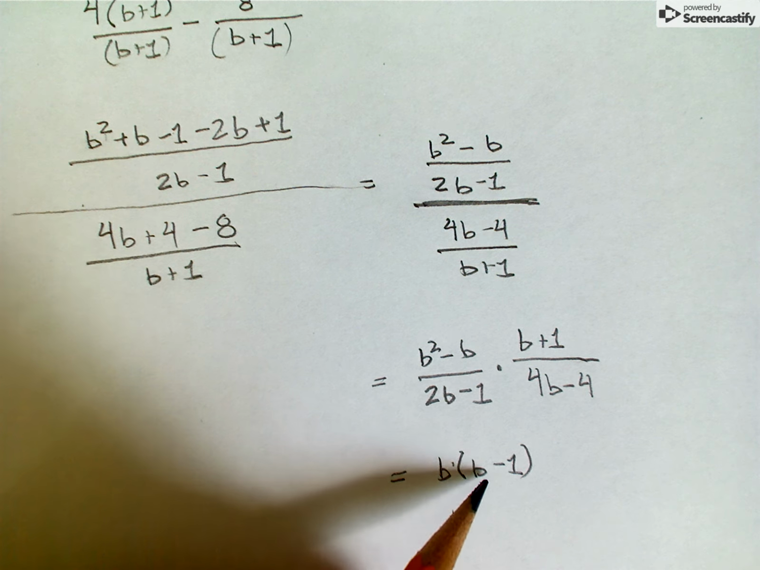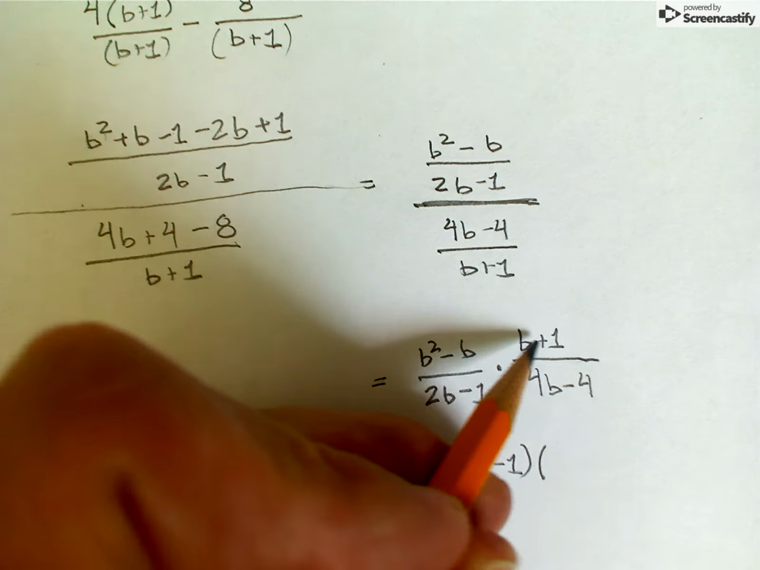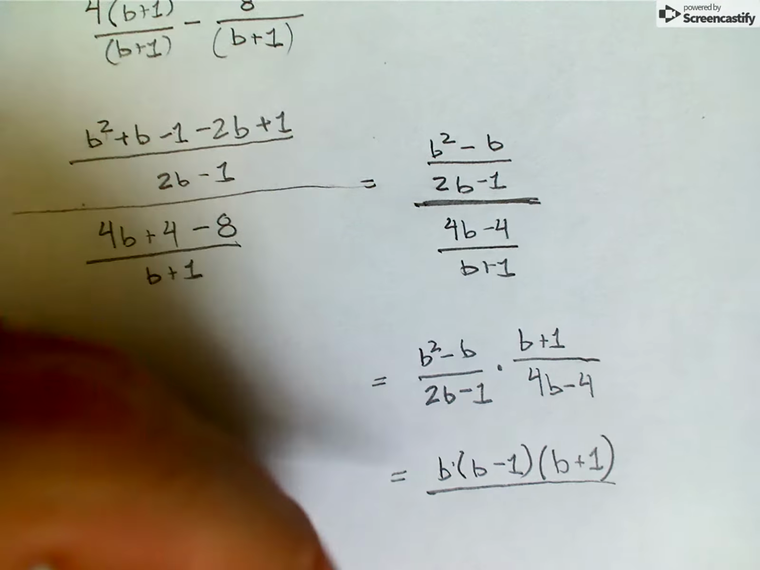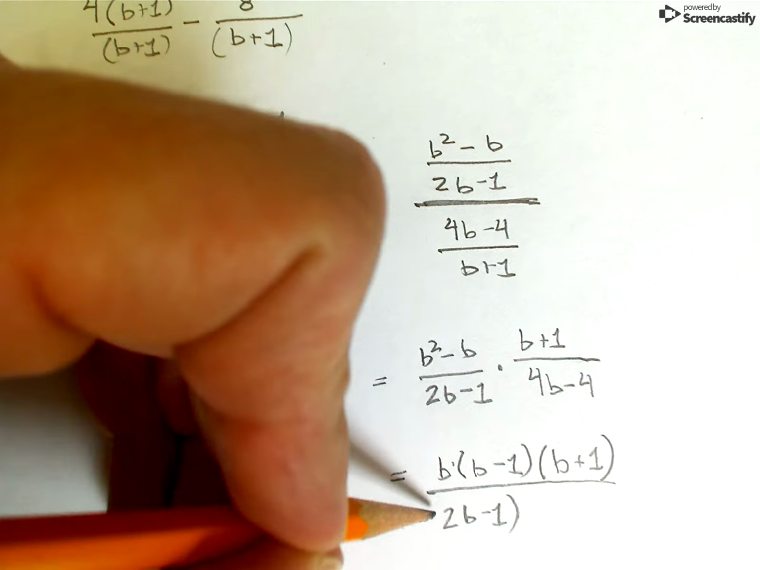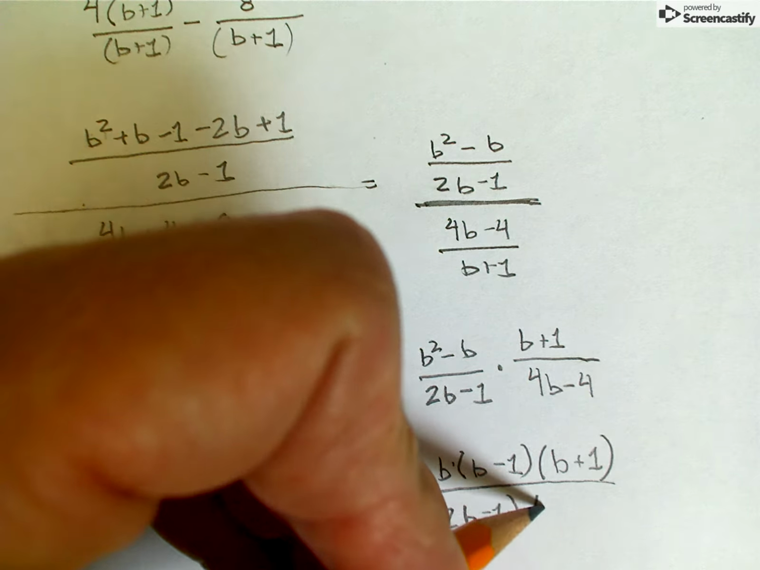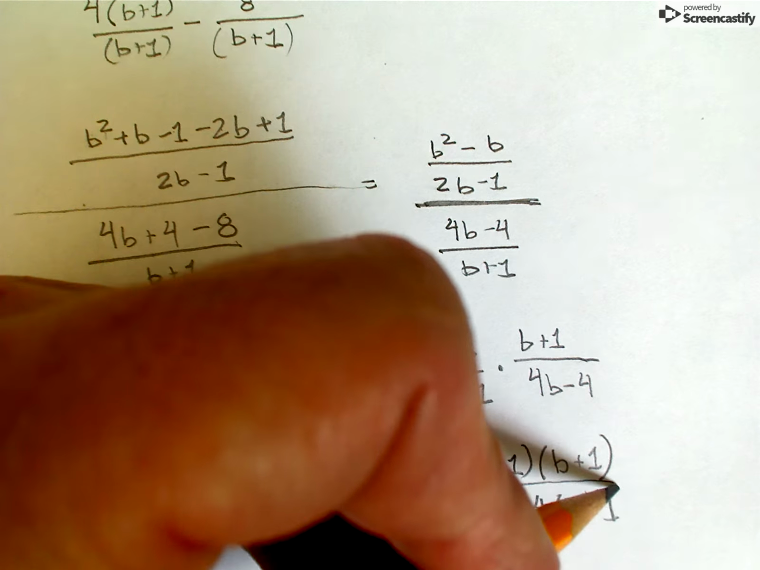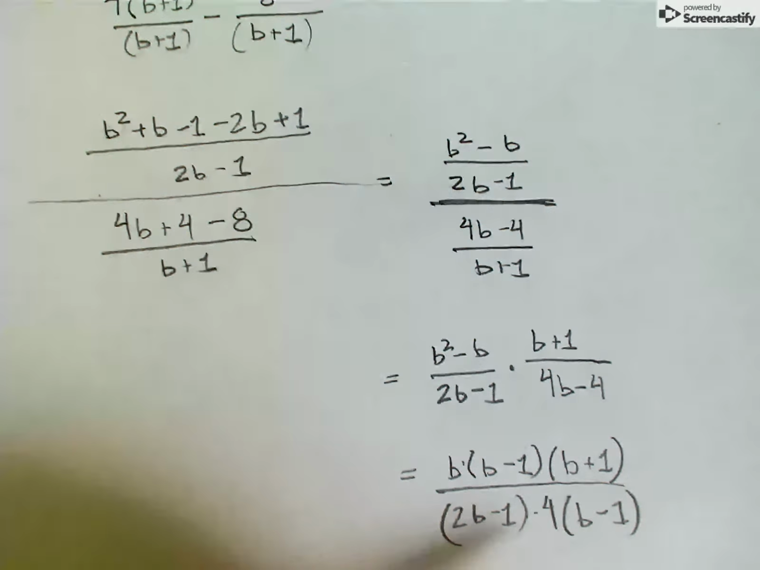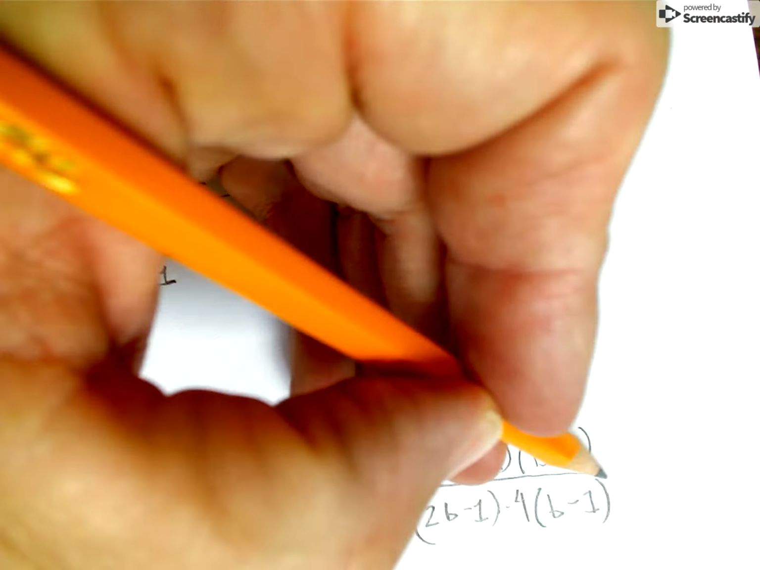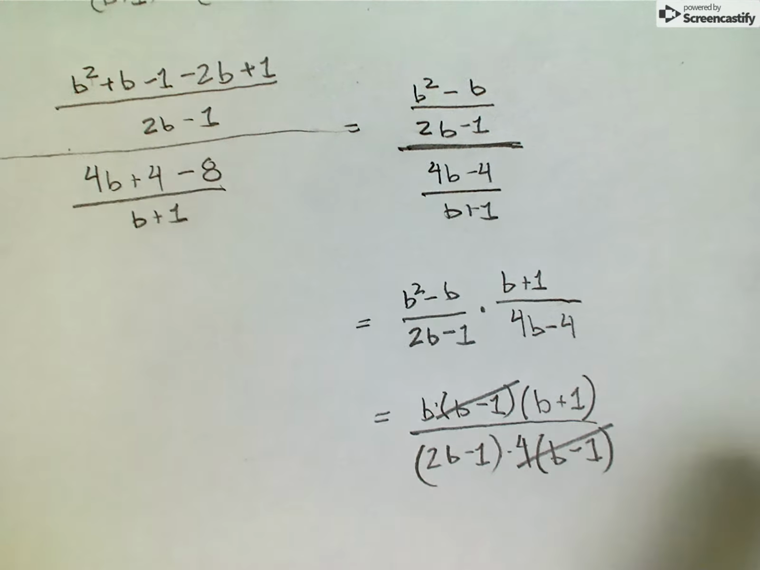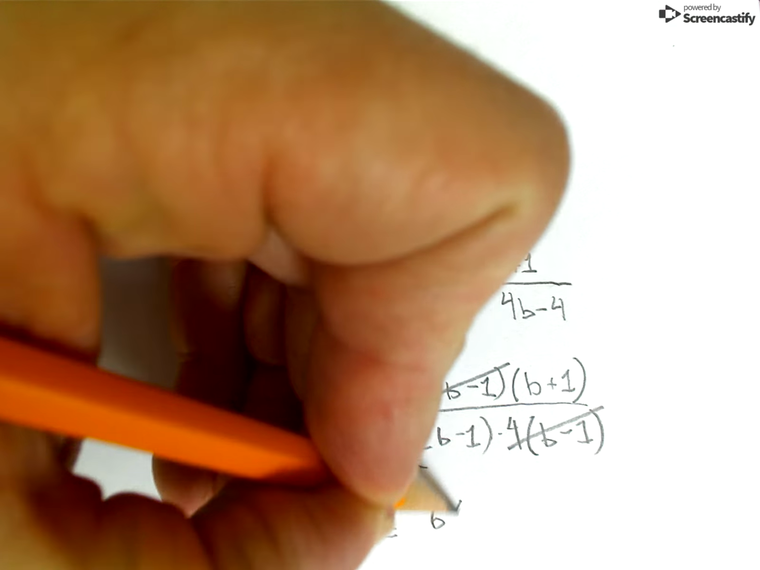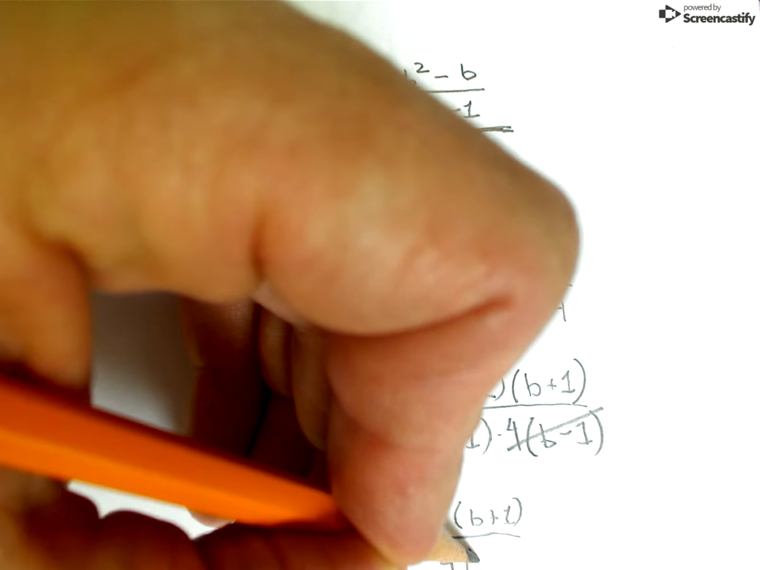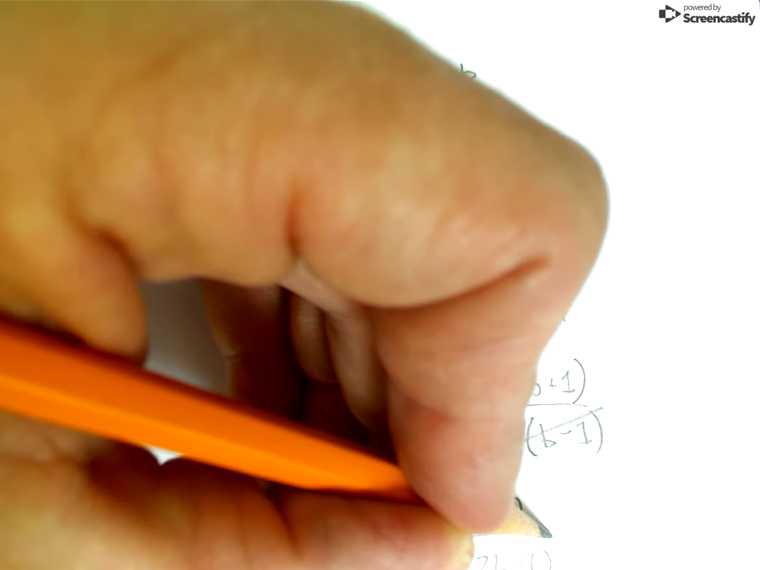b squared minus b becomes b times b minus 1, and I'm multiplying by this b plus 1. And on the bottom, I got a 2b minus 1. And I'm going to factor out the 4 and get a 4 times the quantity b minus 1 here. And there's not a lot of canceling that we can do, but we can divide out the b minus 1 like that. And I'm left with b times b plus 1, all divided by 4 times 2b minus 1.